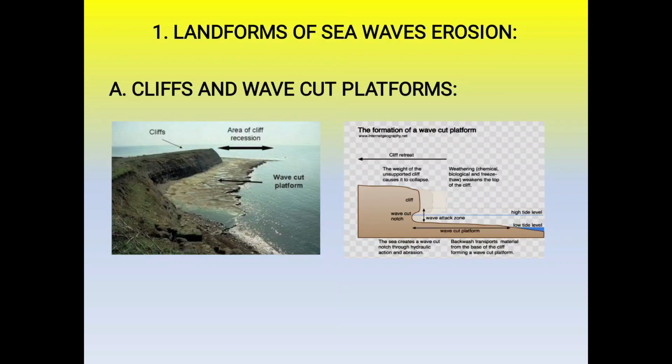Now, we will see the landforms of sea erosion, that is, what sea relief features are formed due to the erosion action of the waves. Number one is sea cliffs and wave cut platforms. A sea cliff is a typical relief feature produced due to wave action along the shoreline. The coast facing the sea with a wall-like steep slope is generally called a cliff.